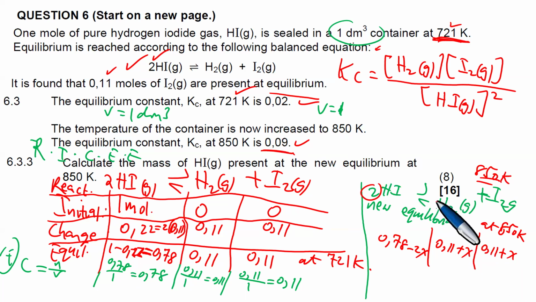Why plus x? Because there's a 1 here. In principle, we can say plus 1x, plus 1x. And then here, because it's 0.78, we say minus 2x. So as I said, you can say 0.11 plus 1x, is equal to the bottom one, 0.11 plus x. The 0.78 we minus 2x.